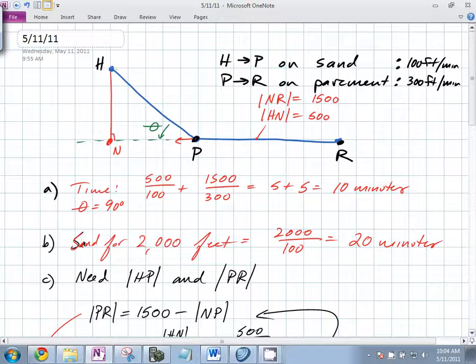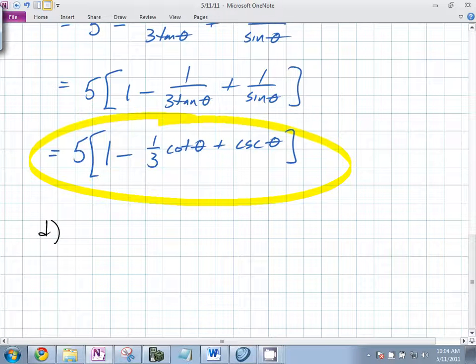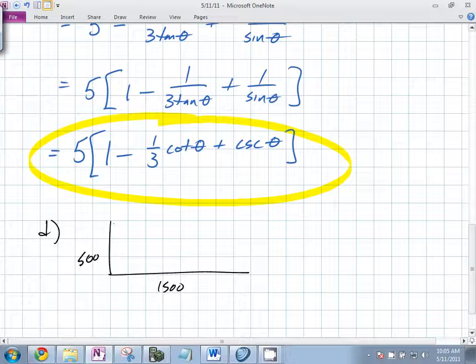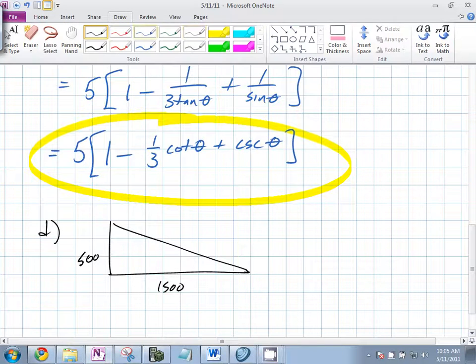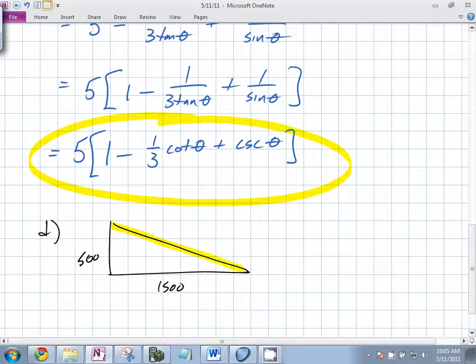but what they wanted you to do is plug in theta into here. Let's do it both ways to verify if this formula works, right? So this triangle, what do you have? It's 500 by 1,500. So if you're going to do this, they're on sand the entire time, right? You're on sand for this entire hypotenuse. So what's that distance going to be? D is going to be the square root of 500 squared plus 1,500 squared.